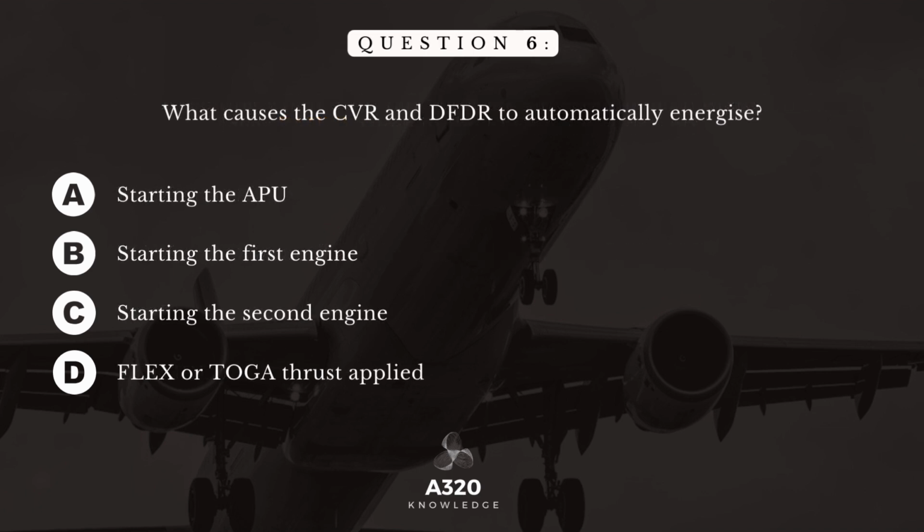Question 6. What causes the CVR and DFDR to automatically energize? A. Starting the APU. B. Starting the first engine. C. Starting the second engine. D. Flex or toga thrust applied.